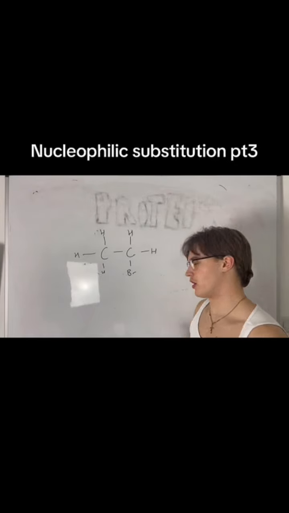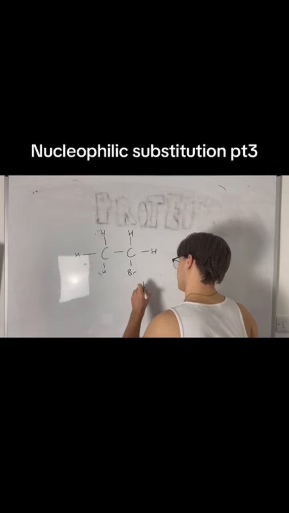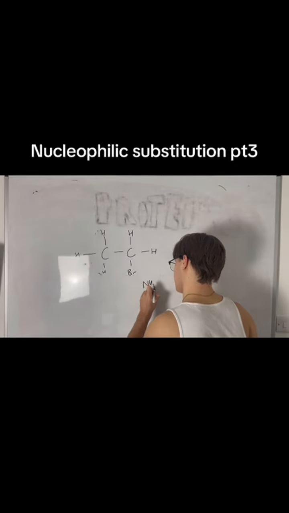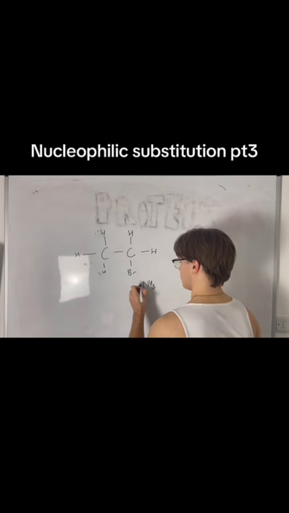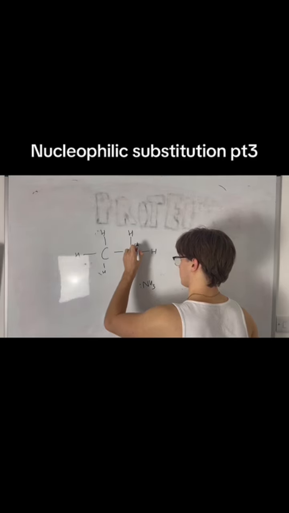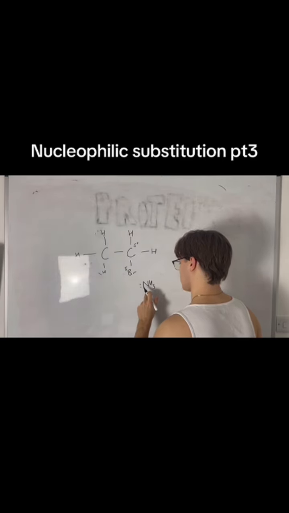And the final one is when we're going to react it with ammonia, NH3, okay? So once again, start where there are a lot of electrons. Ammonia has a lone pair of electrons. Bromine's delta negative, carbon is delta positive. So what conditions and reagents?